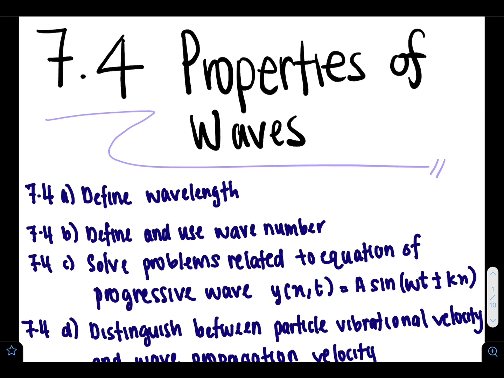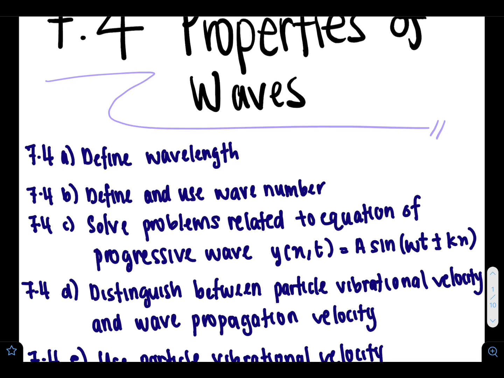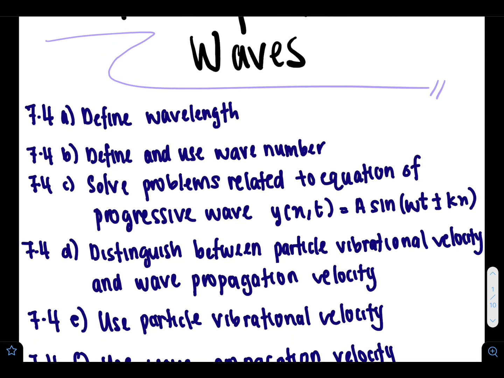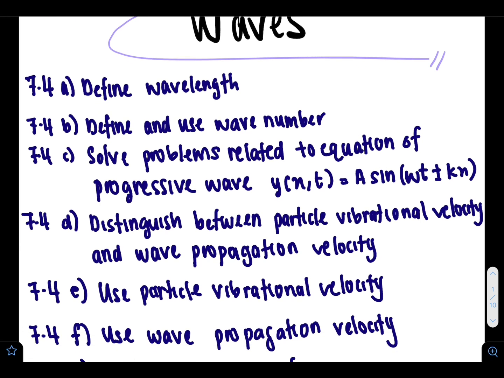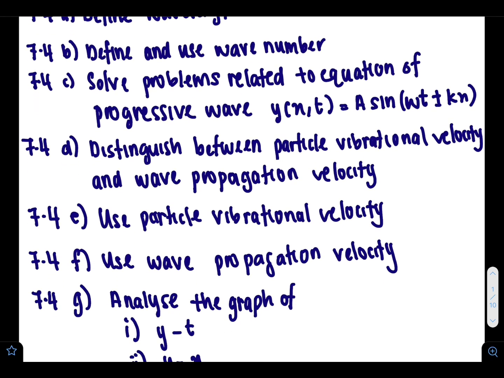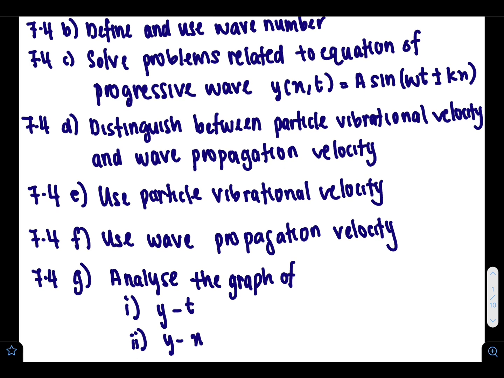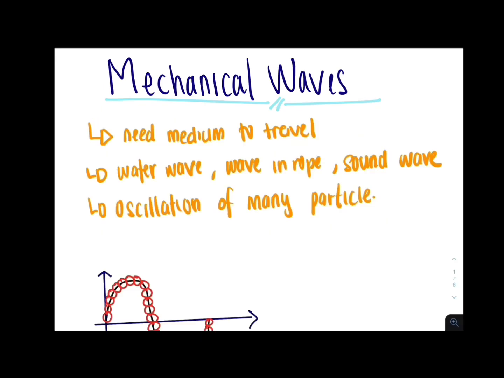There are a few learning objectives in this subtopic. The first one is to define wavelength, to define and use wave number, to solve problems related to the equation of a progressive wave y(x,t) equals A sin(ωt ± kx), to distinguish between particle vibrational velocity and wave propagation velocity, to use the particle vibrational velocity, to use the wave propagation velocity, and finally to analyze the graph of y versus t, which is the displacement versus time graph, and also y versus x, the displacement versus distance graph. Okay, what is a mechanical wave?